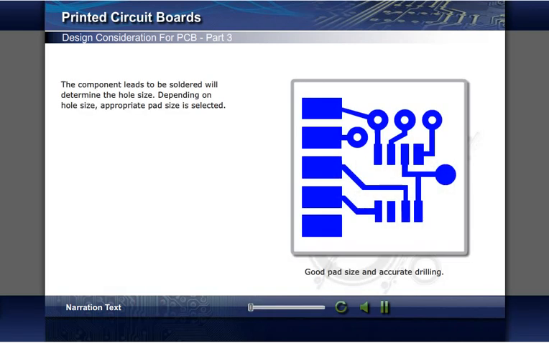The component that needs to be soldered will determine the hole size. Depending on hole size, an appropriate pad size is selected. In case of small pad size, the pad will be broken when a hole is drilled in it. Pad size is also a function of the accuracy of the PCB manufacturer's drilling machinery.